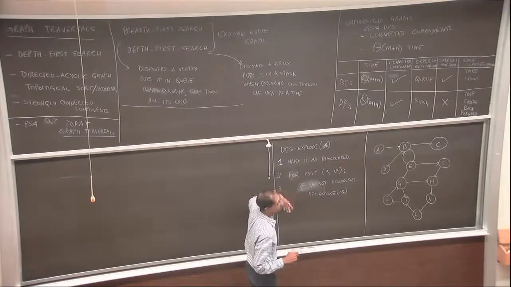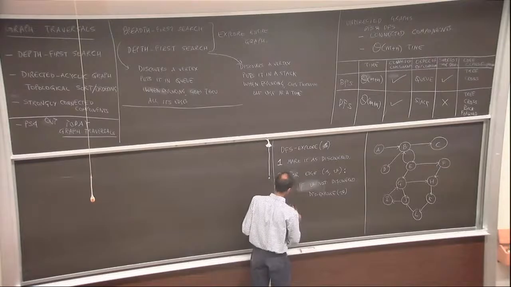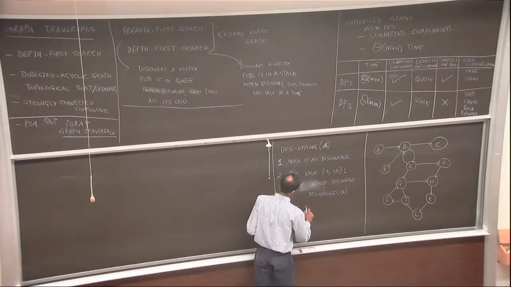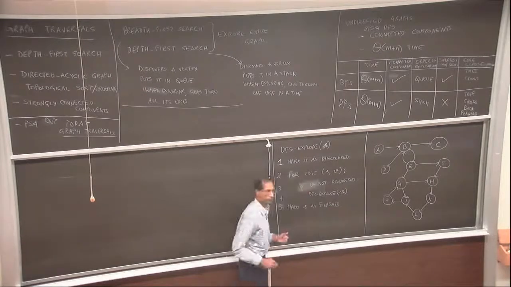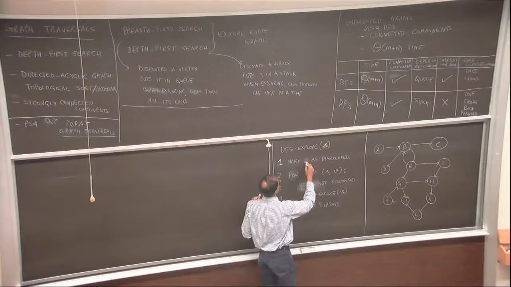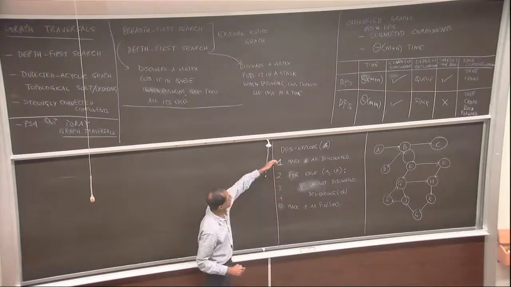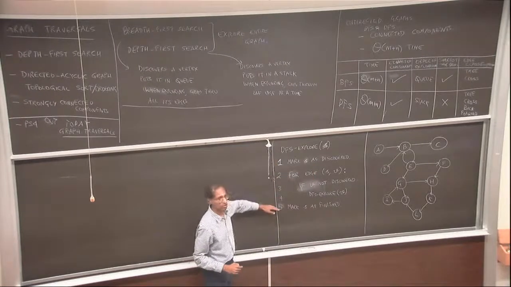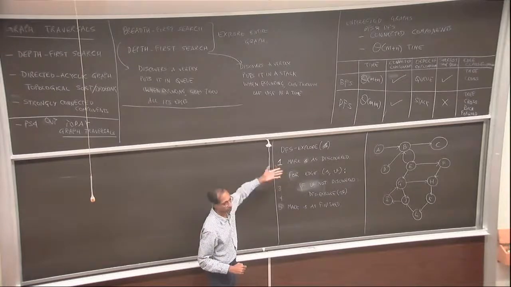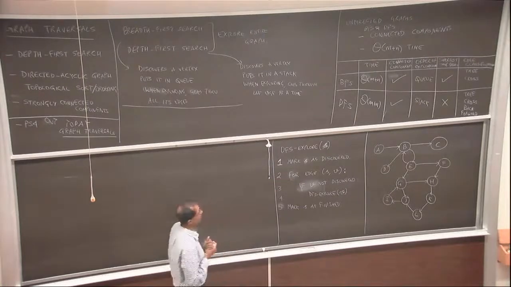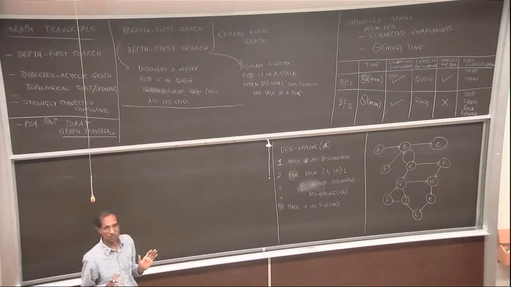Once you're done going through all of your edges and everything is done, then you mark the vertex as finished. So this is what I mean as the time at which you discovered. This is the time at which you have finished. Okay? You can keep track of some notion of time and mark these times. Okay, so that's basically DFS explore.